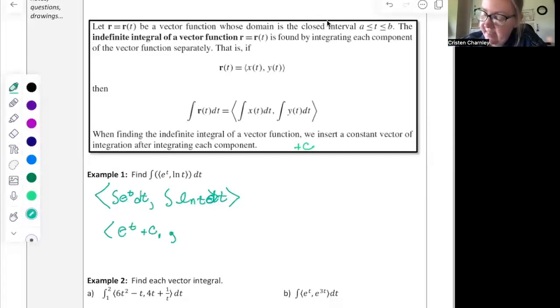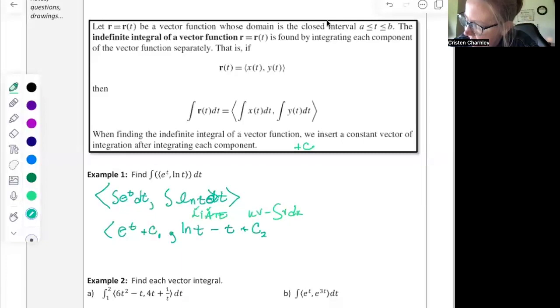So the way that we found that was through, remember this guy, LIATE? And we have a logarithmic, and you actually have an exponential, and you had to do uv minus the integral of v du. Yeah, take a second and try that one out, but I'm going to save us some time. This will become the natural log of t minus t plus another constant of integration. All right, just had to make sure I had my signs correct.